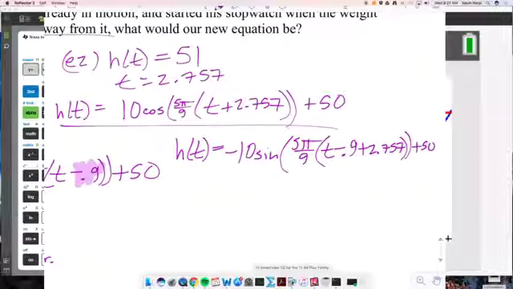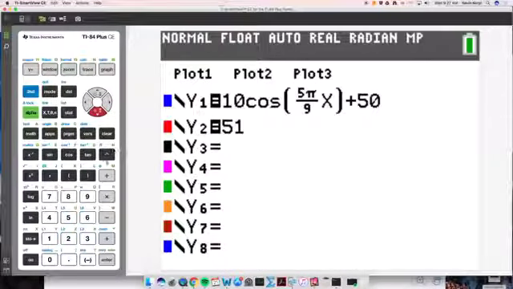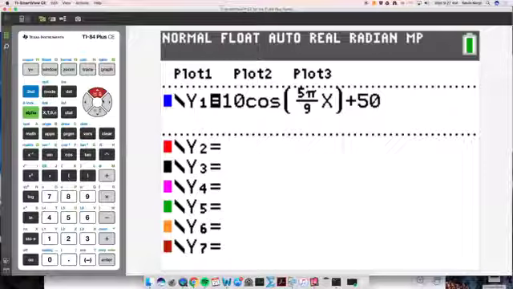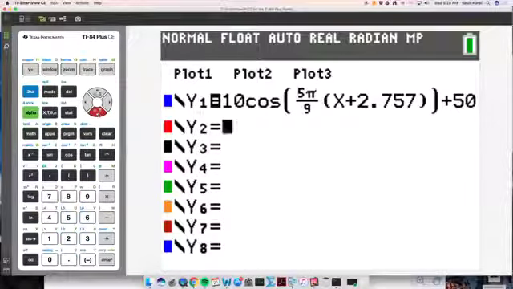I'll prove it to you, all right? Let us verify. We'll go to y equals. We'll get rid of this 51 because we don't need it there anymore. I'm going to come up here and adjust my graph, second insert, parentheses, and now x, second insert, plus 2.757. Close it, and it's already closed. So there's one equivalent equation.